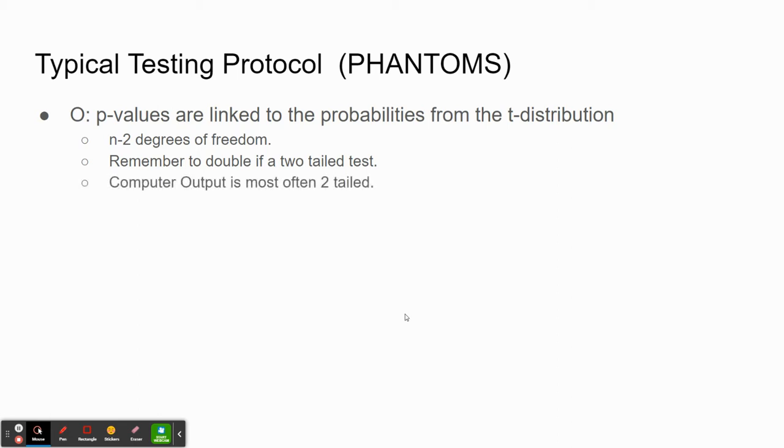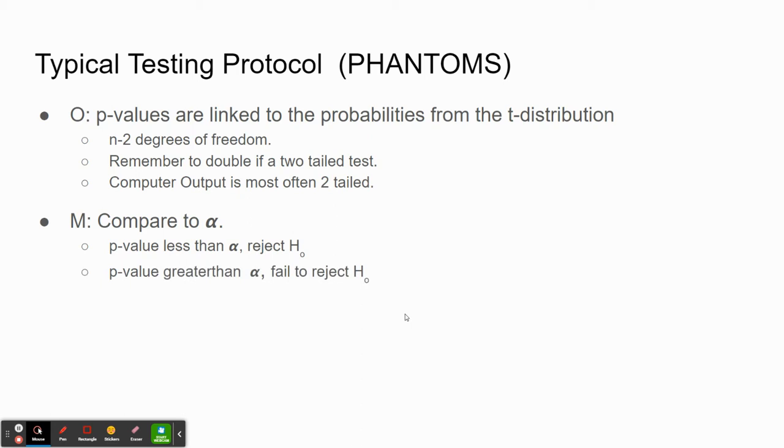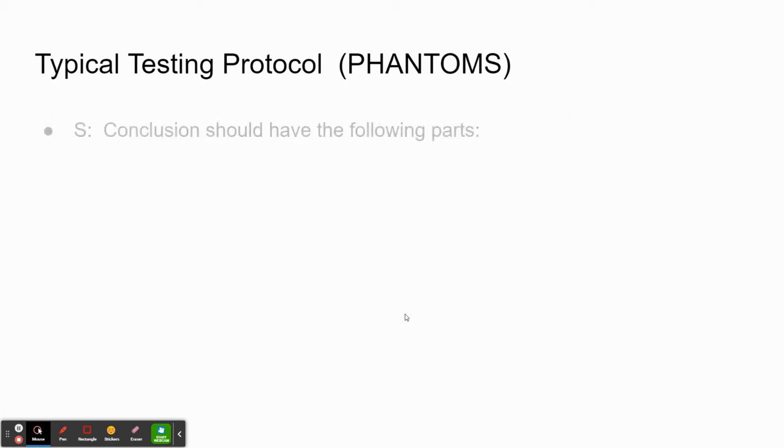If you see Minitab output, oftentimes that is a two-tailed p-value. So if you only want a one-tail, then you have to divide the p-value by 2. Then we compare it to alpha. If the p-value is less than alpha, we reject it, because remember, alpha is our appetite, or courage factor. We're okay being wrong 5% of the time or 10% of the time or only 1% of the time. The p-value tells us the probability that we're wrong, given that H0 is correct. If the p-value is greater than alpha, we fail to reject the null hypothesis.